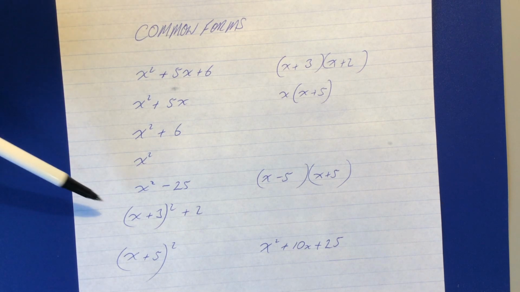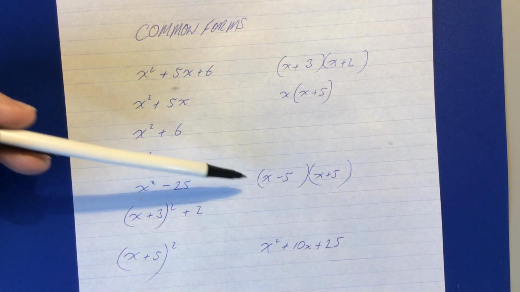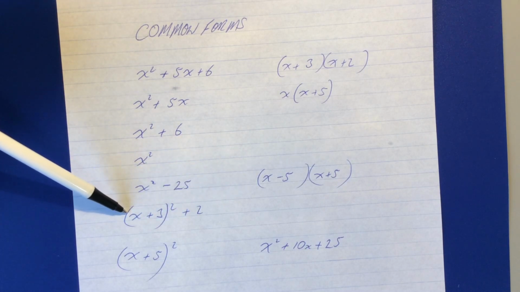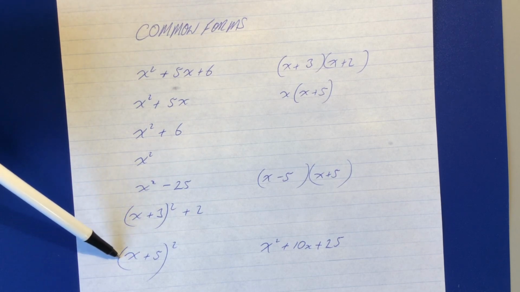Now, some of these have particular names. For instance, this thing here is called the difference of two squares. This is it in what it's called its expanded form. This is it in its factorized form. This is turning point form. We'll get into that in another video. And this is a perfect square.